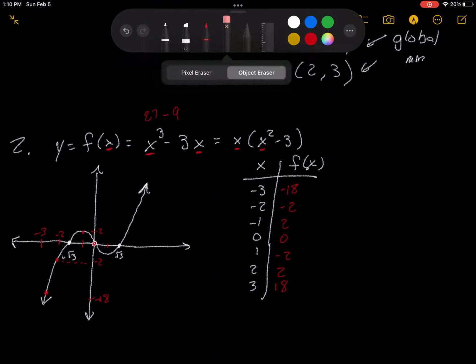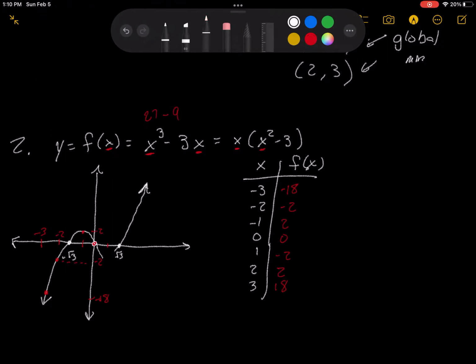So in fact, let me amend my graph here. This is going to dip down a little bit further. At -1, we get a -2. And then at 2, we get a 2. So over here at 2 gives me a 2. And over here at 3 gives me a 18. So notice that -3 gave you a -18, and 3 gave you a +18. -2 gave you a -2, 2 gave you a +2.